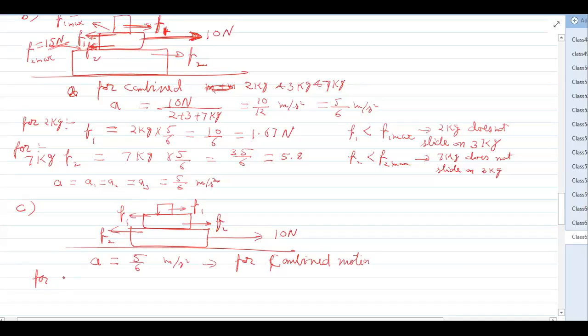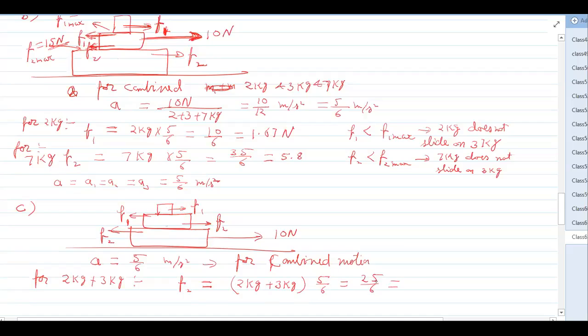So for 2 kg and 3 kg combined, the force F2 will be equal to how much? The masses of the two objects, the 2 kg and 3 kg, into acceleration. So acceleration is how much? 5 by 6. So how much are we getting? That is 25 by 6.